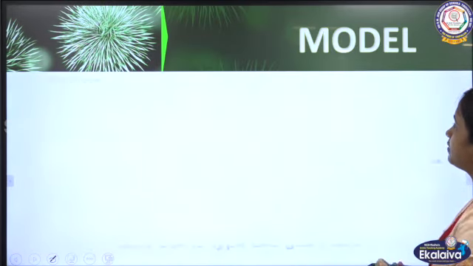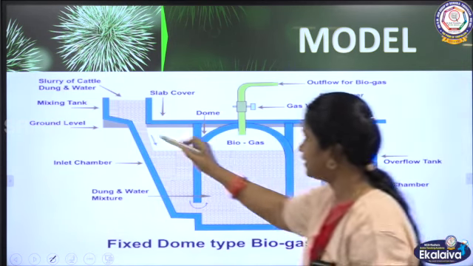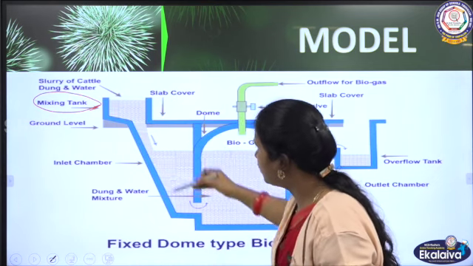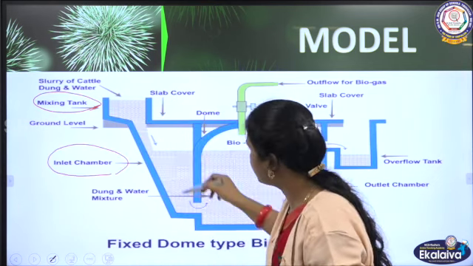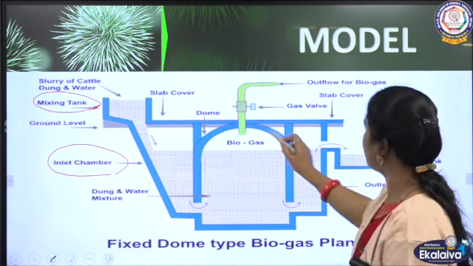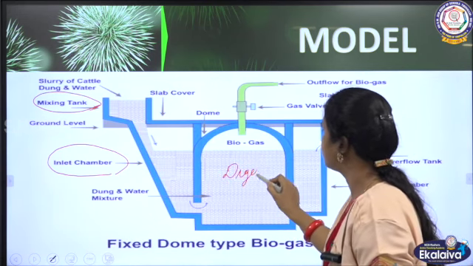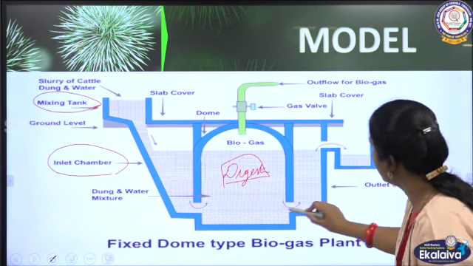The model. You can see the model here. Now we will see what the different parts are. So the mixing tank is here, number 1. It is above the ground level. Below that you have an inlet chamber. I'll encircle the parts. Through the inlet chamber it will enter. And then here is our dome shaped digester. We call this the digester. And then next, it will pass here.